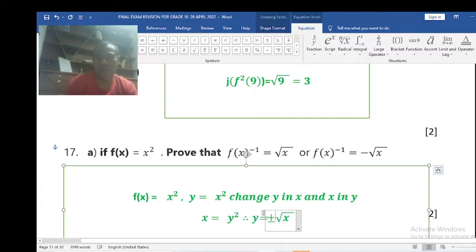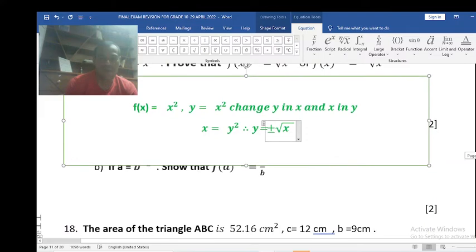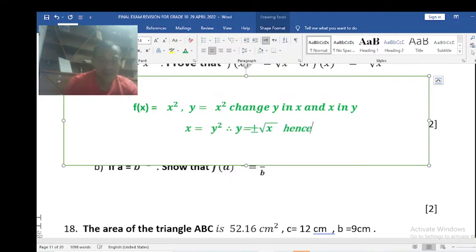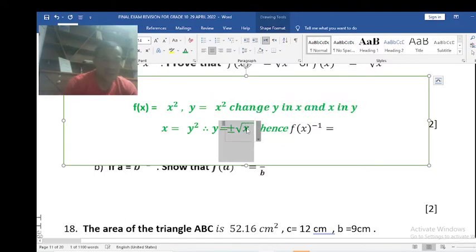Okay, and I finished some of these questions. This is to prove f minus 1 of x. Therefore f minus 1 of x is equal to plus or negative the square root of x. This is the inverse function. Clear?